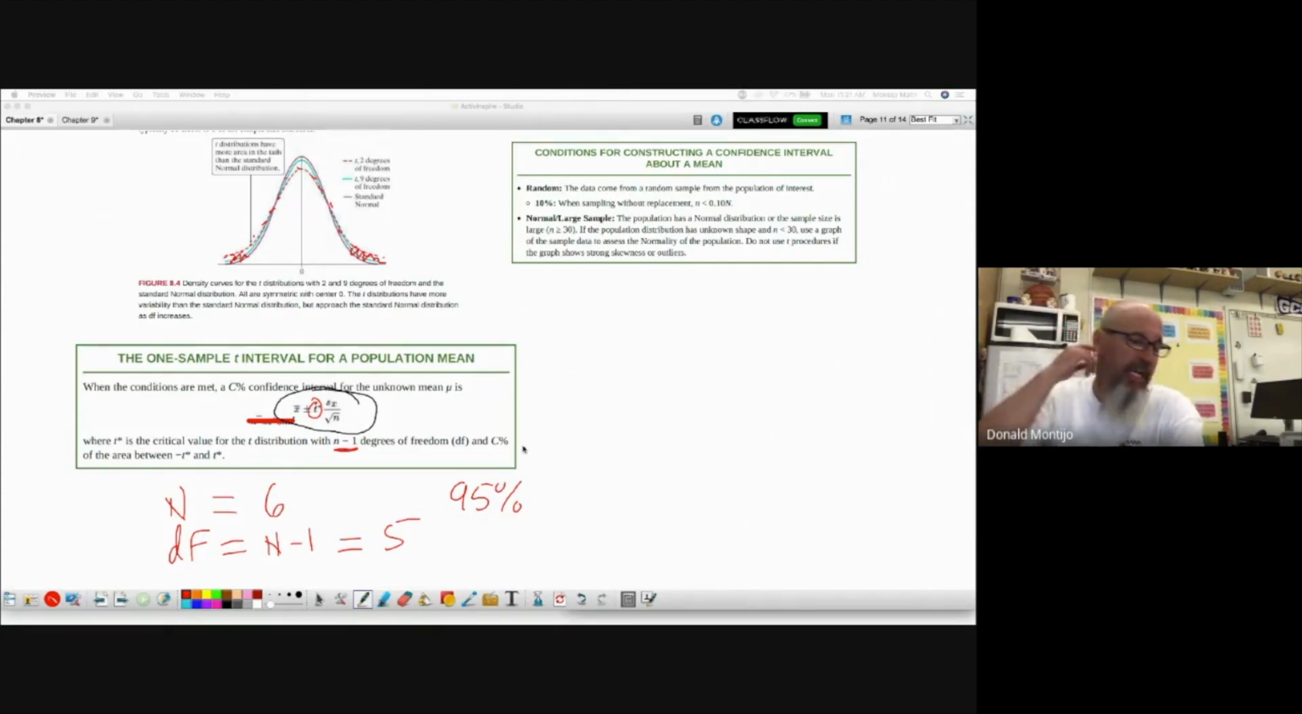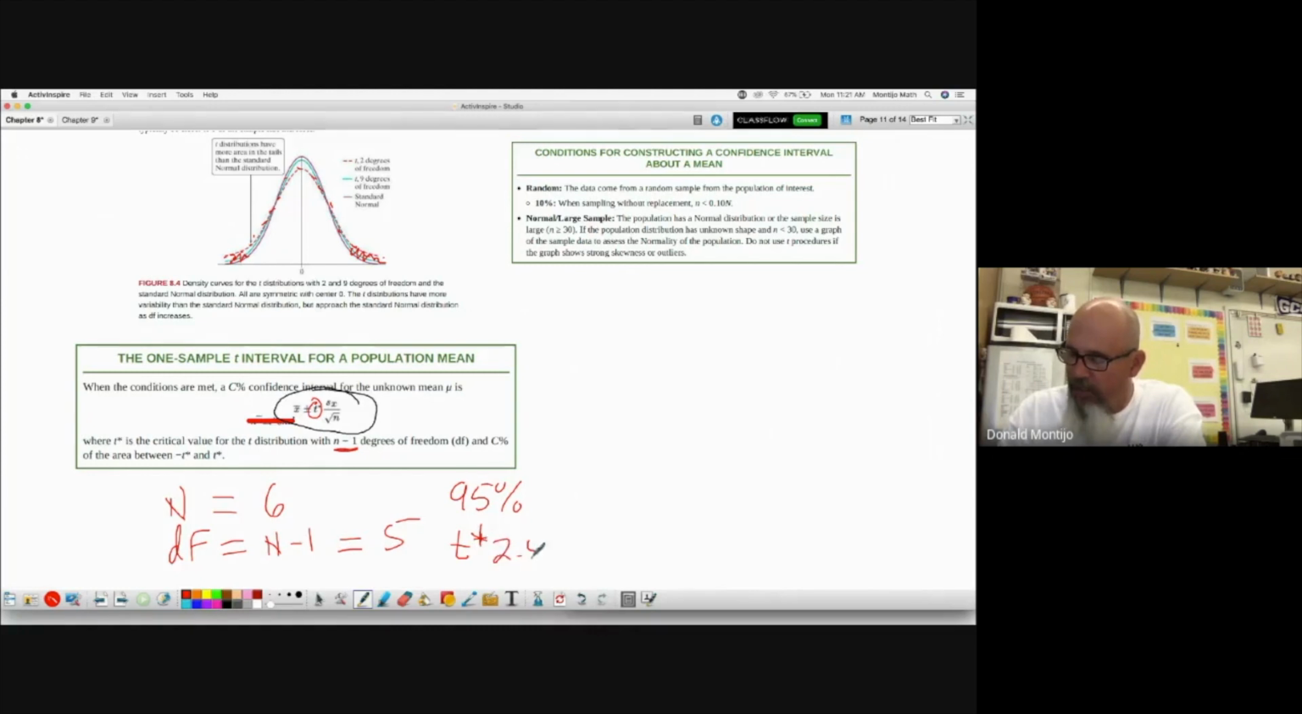Darn it, that's what I should have showed you earlier on this previous problem. We'll look at using the calculator for quantitative data, and maybe later I'll throw in at the end how to use the calculator for categorical data. All right, so I know from looking at the table now that the T star at n equals 6 at 95% confidence level was 2.571. So all I'm doing here is looking this up in the table.